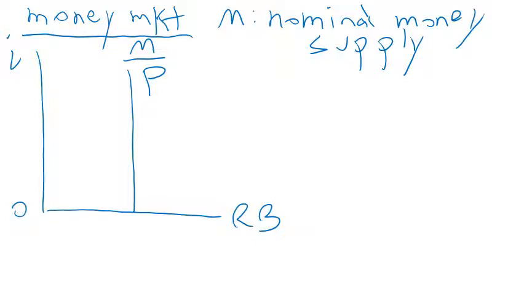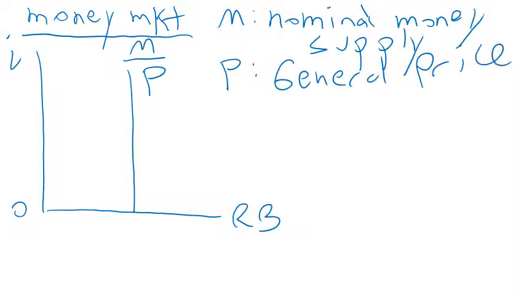Now, P is the general price level. And initially, this general price level, we will maintain it as constant. So we're going to use this little bar there. That little bar means that the general price level is predetermined. That's a fancy word to mean it's constant. All right.